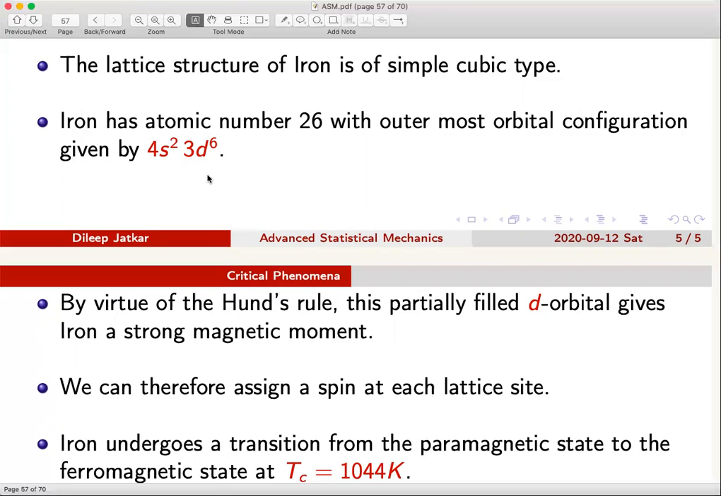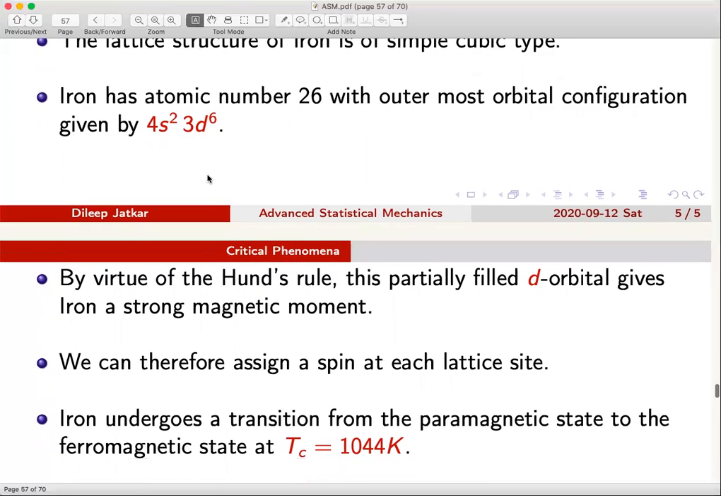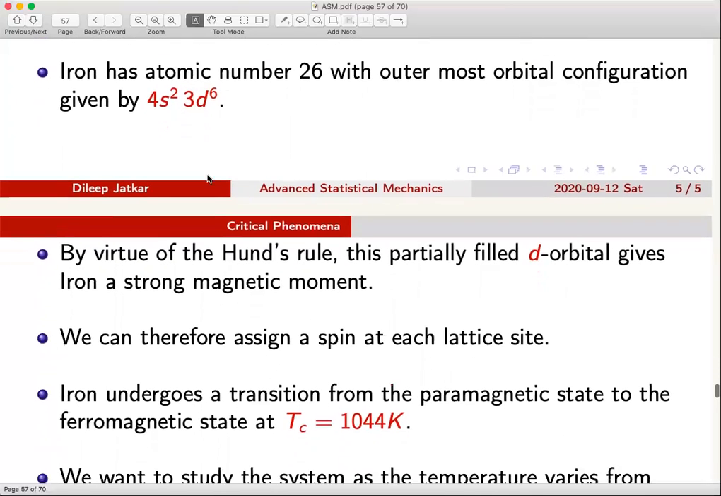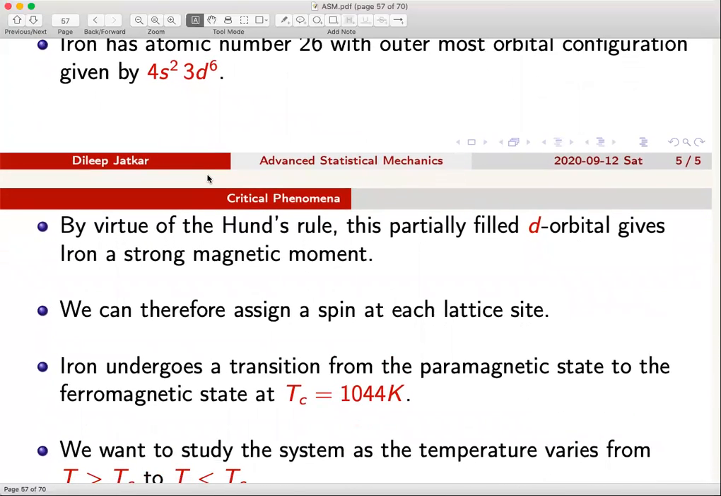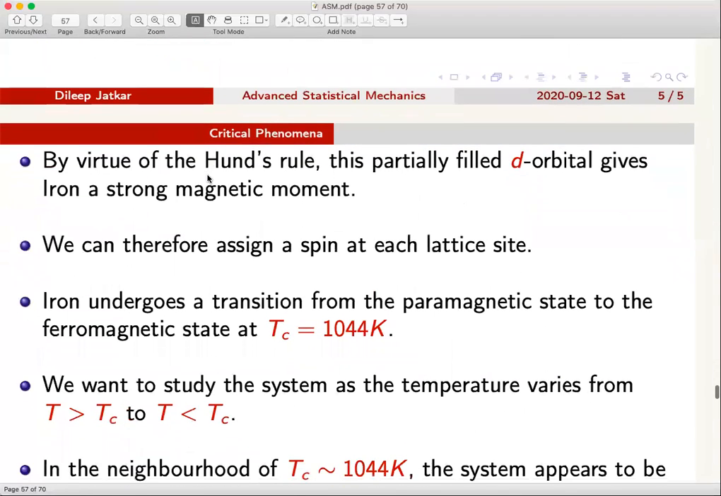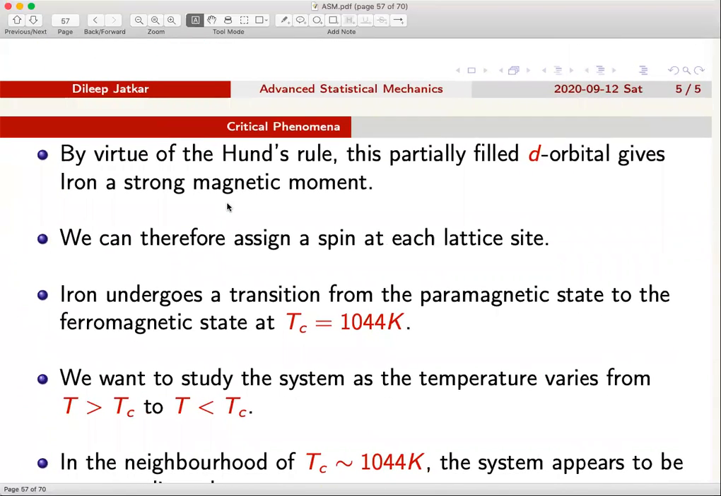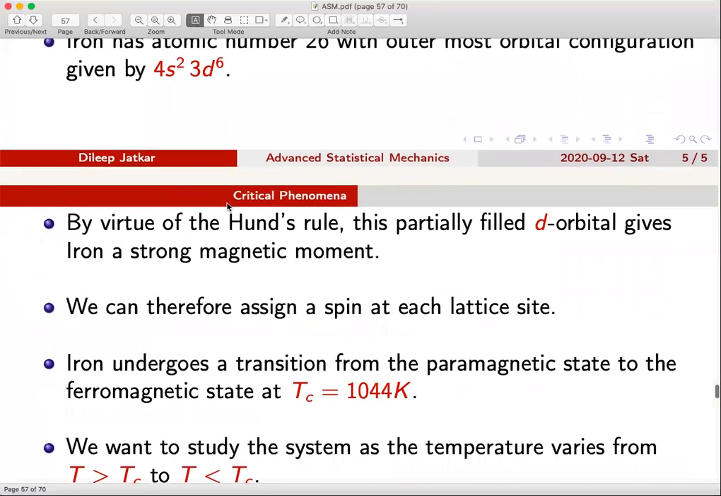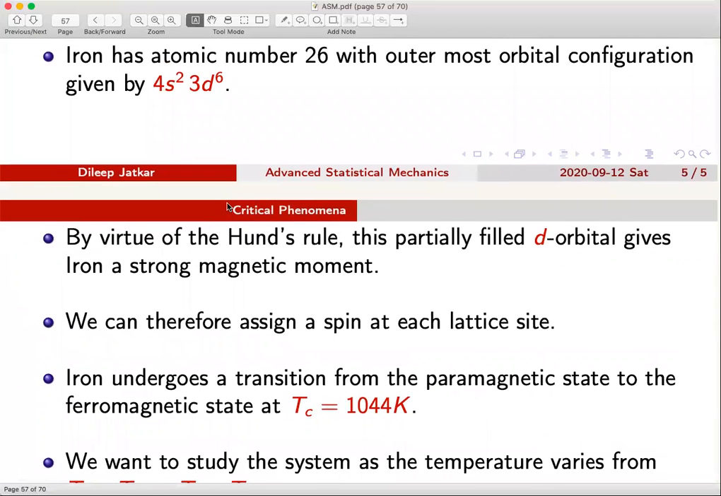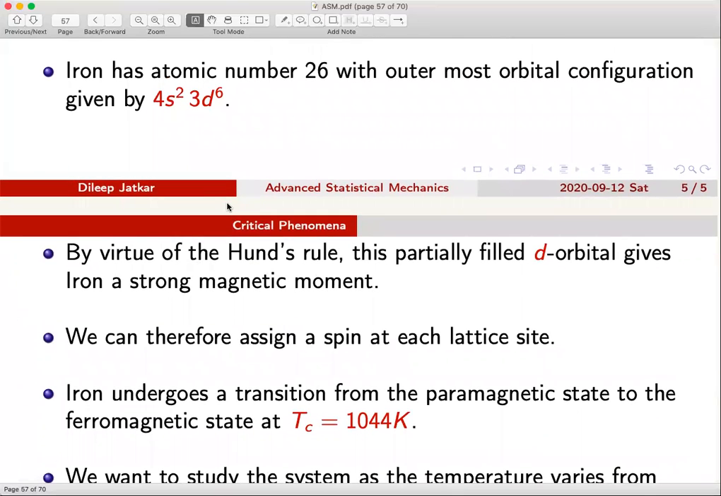3 or 4 maybe, sorry, 4. Okay, so this partially filled d orbital therefore has a strong magnetic moment, because there are 4 d orbital electrons pointing in one direction. Okay, and the other 2 are kind of paired up. Okay, is that fine? So as a result, these 4 electrons generate a strong magnetic moment for the iron atom.